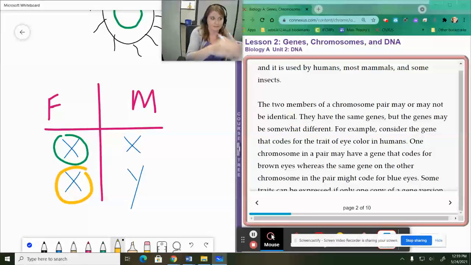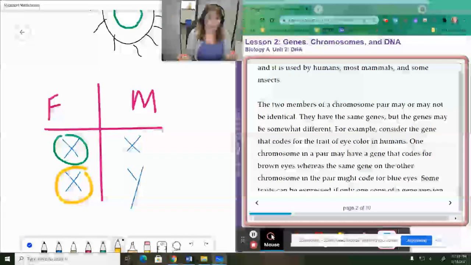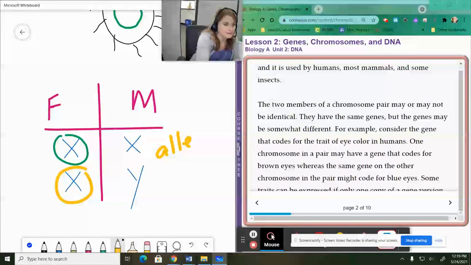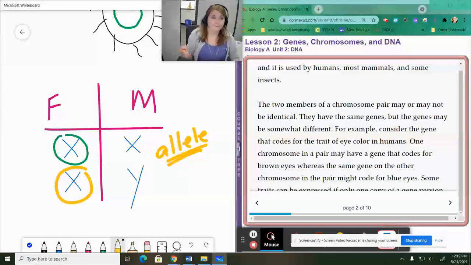For example, now this isn't true for sex chromosomes, but for a regular gene, you might be inheriting blue eyes on one of your chromosomes and brown eyes on the other chromosome. So you have two different versions. We call those alleles. That's the word. We'll actually get to that in a later lesson. An allele is like the version of a gene, the different type of gene. They code for the same thing, they're just slightly different variations of that gene. That's probably a better way of saying it.